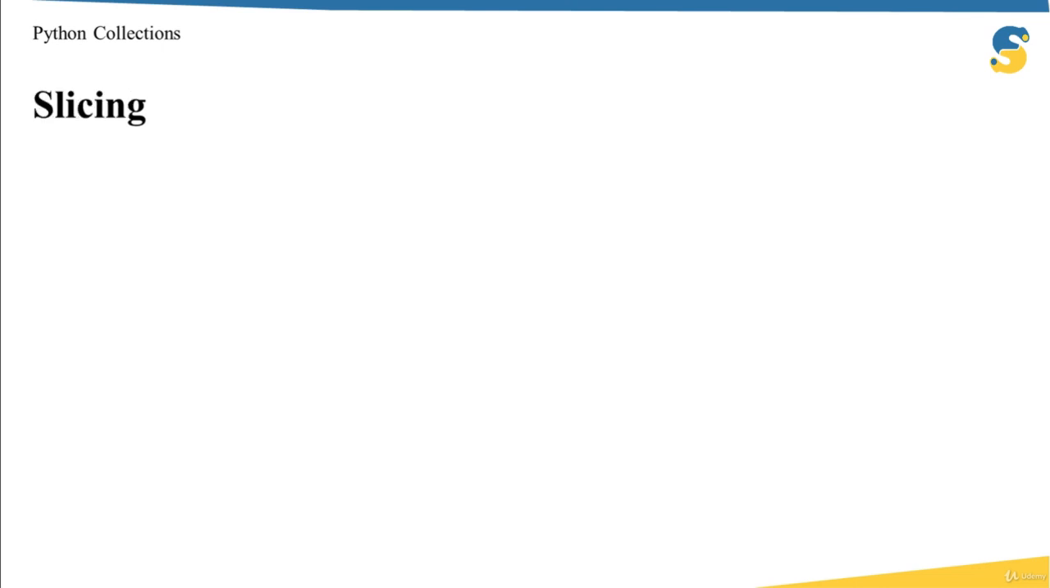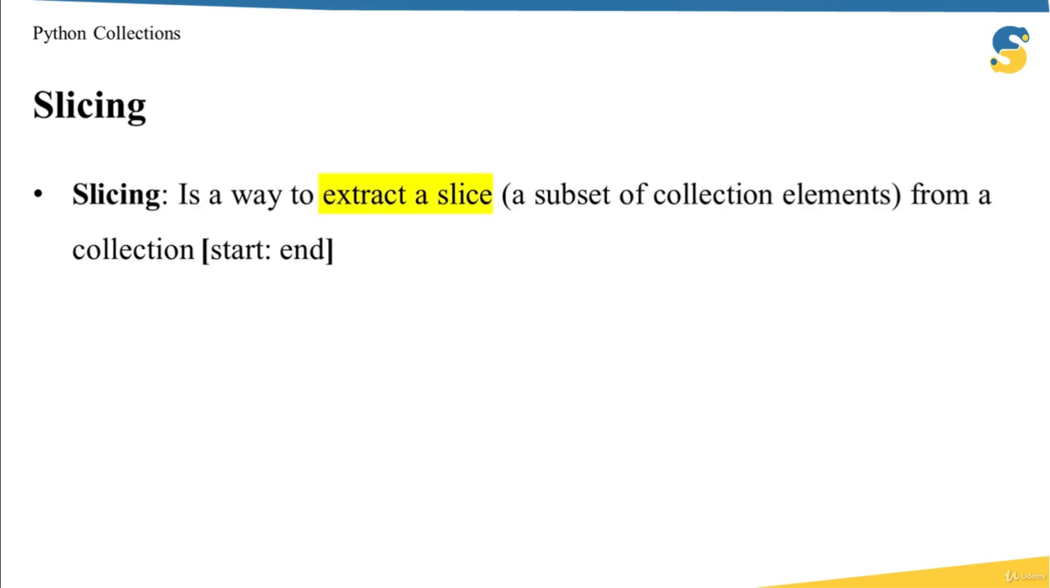Now let's talk about the last attribute, which is slicing. Slicing is a way to extract a slice, in other words, a subset of collection items from a collection. And usually to use slicing, we also use the square bracket operator. Here you have to pass two numbers: where to start your slice and where you want to end this slice. And as you see here, we have to use a colon between start and end.